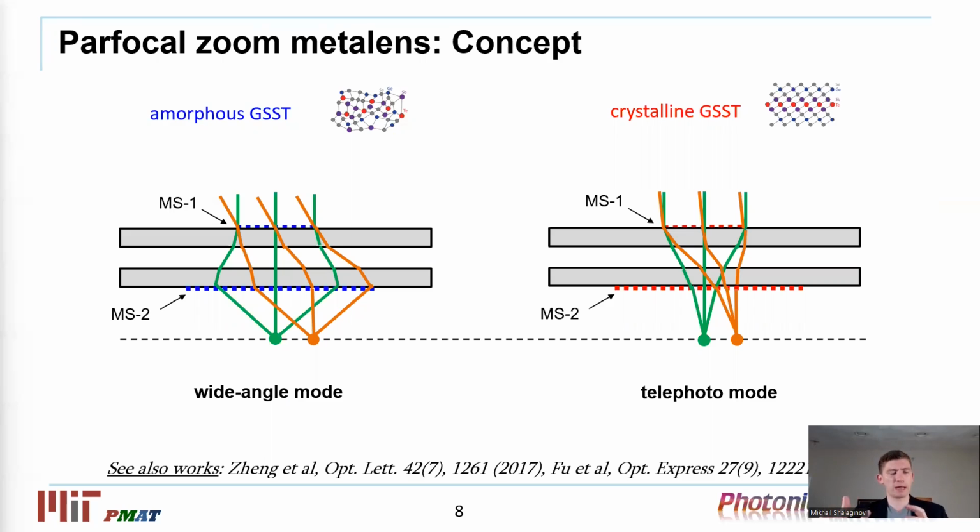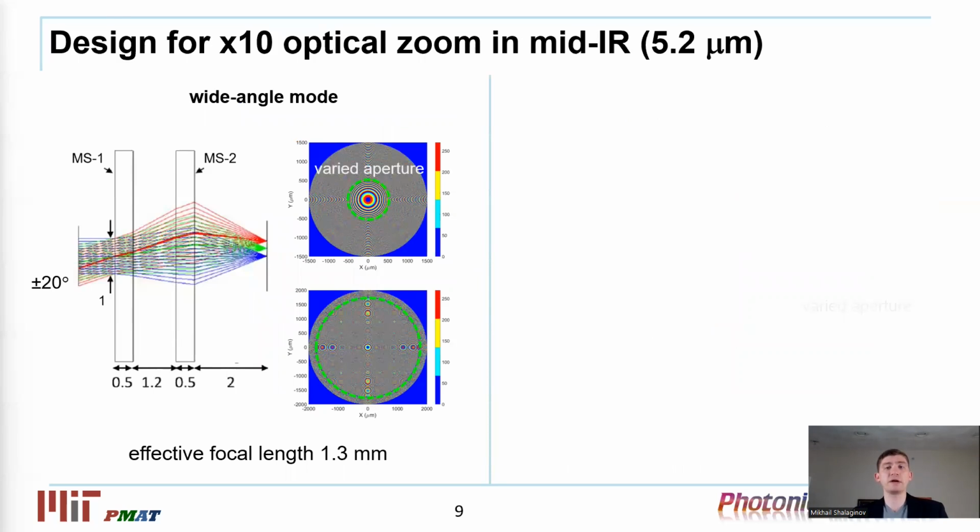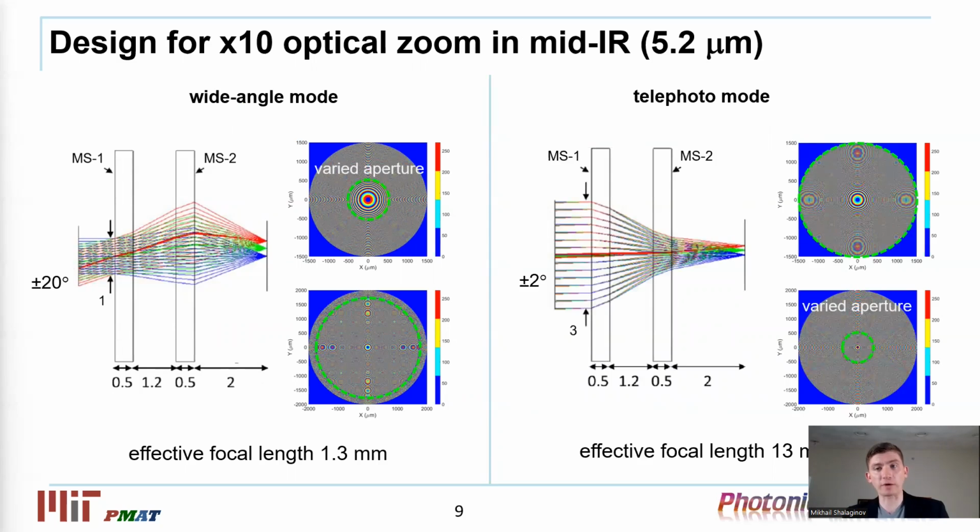And the switching, again, between the two modes has been achieved by collectively changing the material of both the metasurfaces. Here is a more detailed architecture of the parfocal zoom metalens. It has been designed for the mid-IR wavelength of 5.2 micron. In order to achieve a zoom of 10x, the wide angle mode should have a field of view of 40 degrees, and for the telephoto mode, 4 degrees, with corresponding effective focal lengths of 1.3 and 13 millimeters.